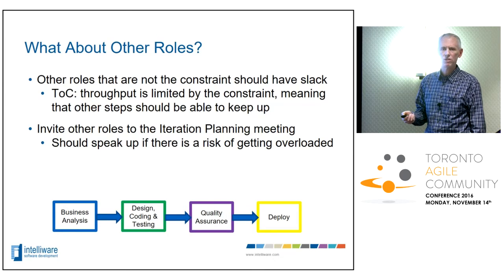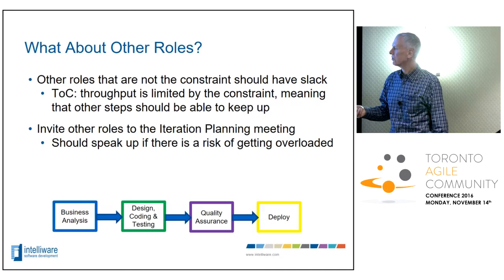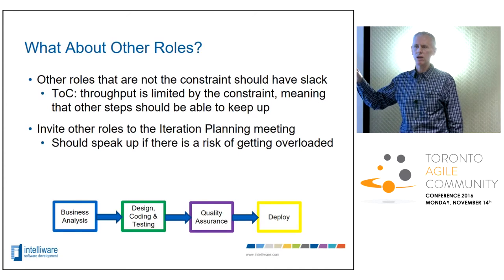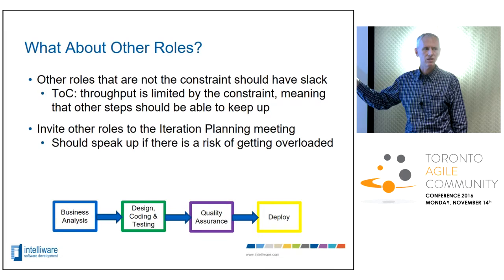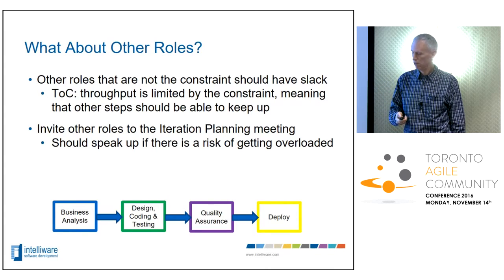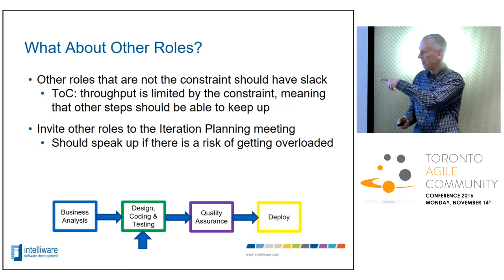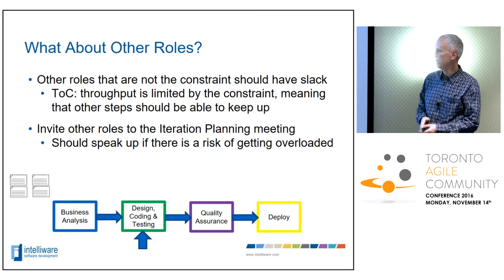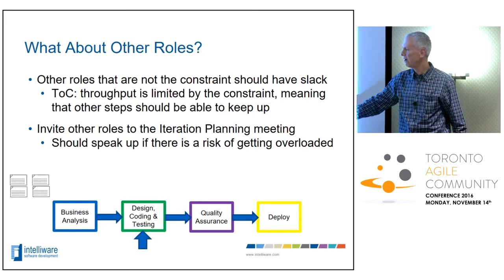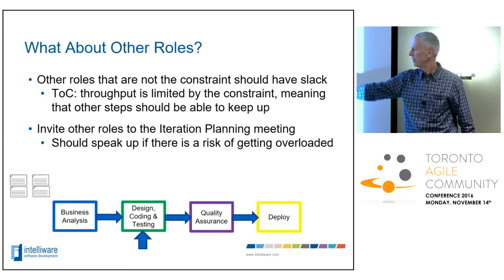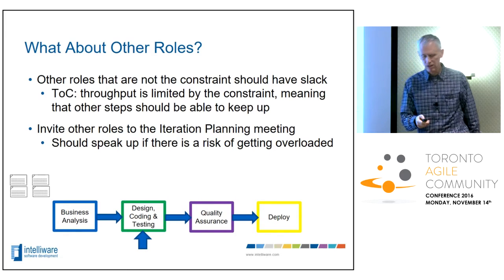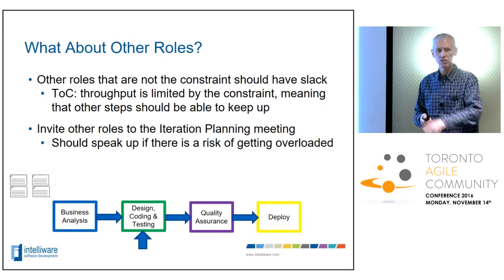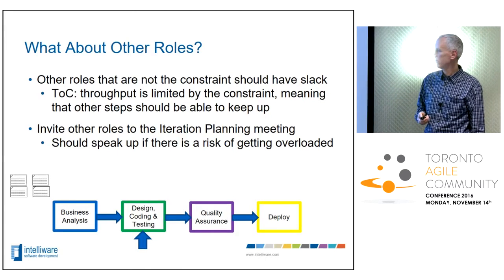How do you manage this in terms of your iteration planning meeting? What we recommend is that, let's say design, code, testing is your bottleneck or your constraint. That means you should make sure that your QA members and your business analysis members are also in the meeting. If you pick those 4 stories over there to go into the iteration, you need to make sure that business analysis and quality assurance have the capacity in the sprint. You don't need to plan it, but they need to do a gut check to make sure that they can get those stories done.